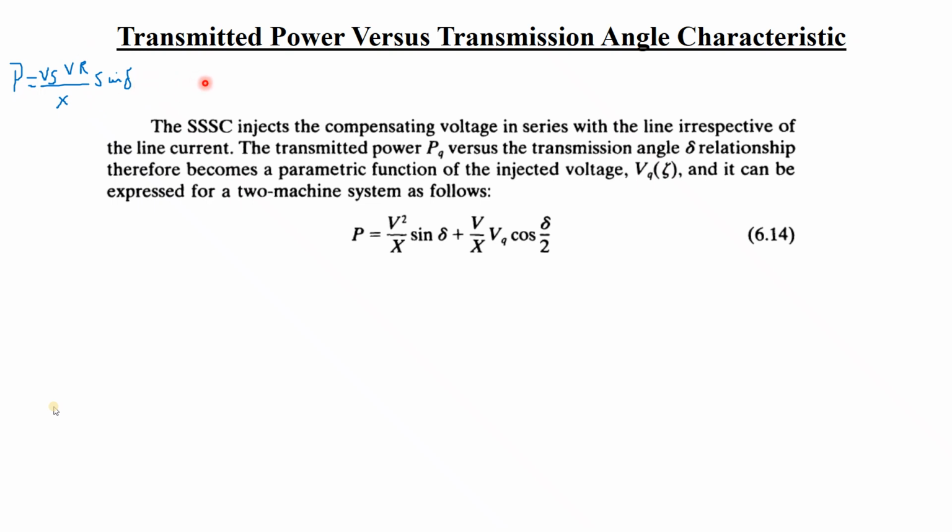But when the SSSC is connected in series, due to the power injected by the SSSC as well, the power equation is modified for the two machine system. So it can be expressed as a two machine system. Okay, so this is the injected voltage Vq, and it can be expressed for a two machine system as follows. So the transmitted power equation becomes this.